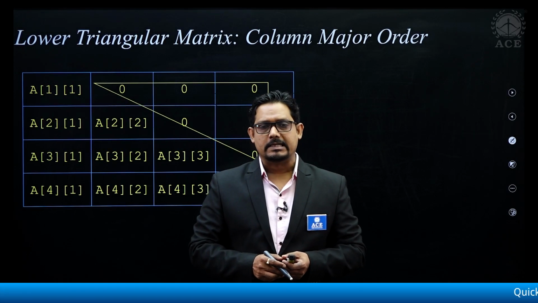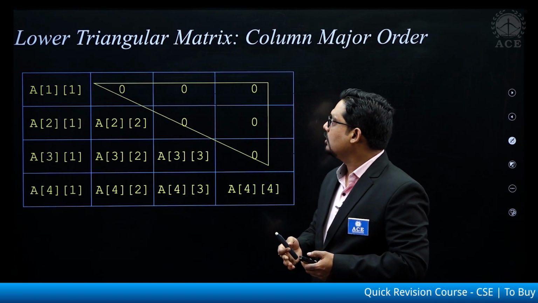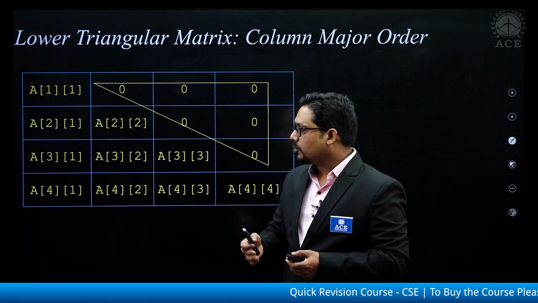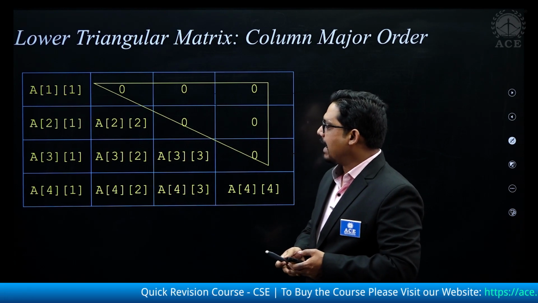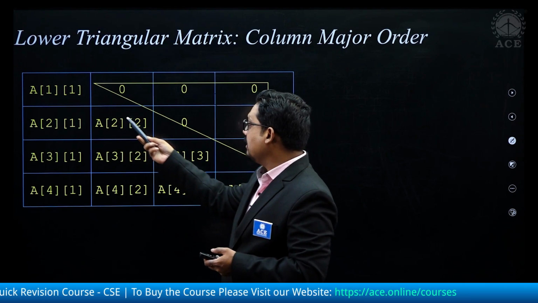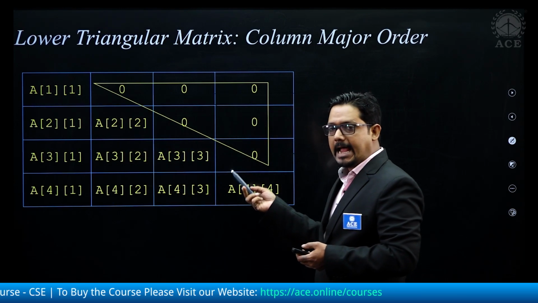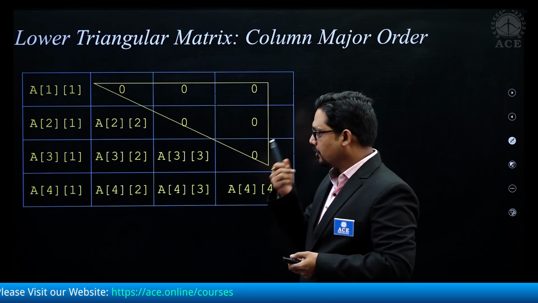Hello friends, in this section we are going to see how one sparse matrix, the lower triangular matrix, is going to be stored in column major order. This is the lower triangular matrix in front of you, and you know that a lower triangular matrix has all elements above the principal diagonal as 0. So here all of those above the principal diagonal are 0.